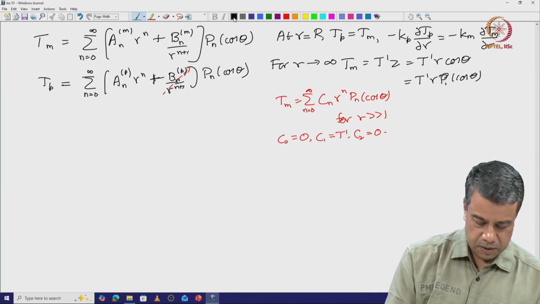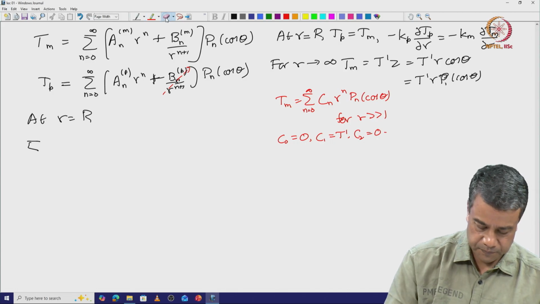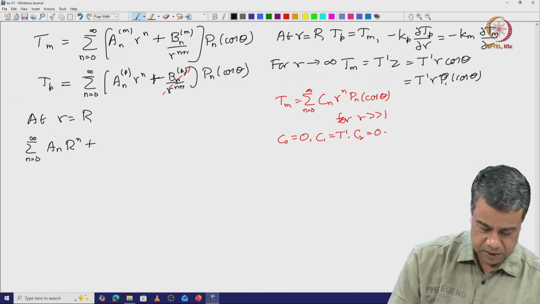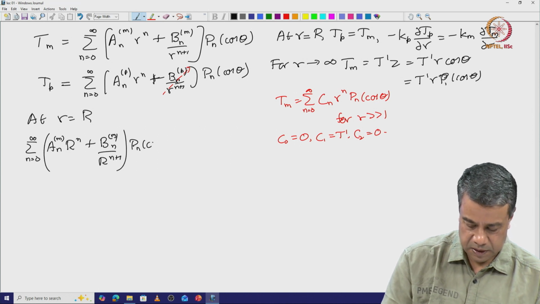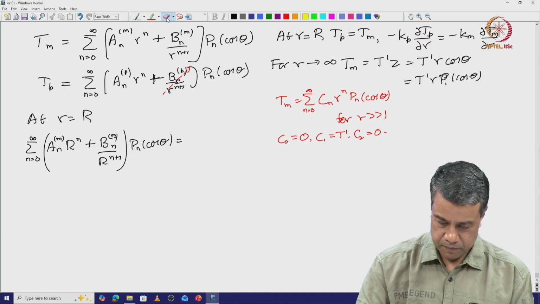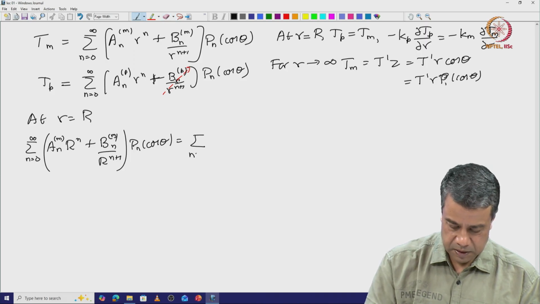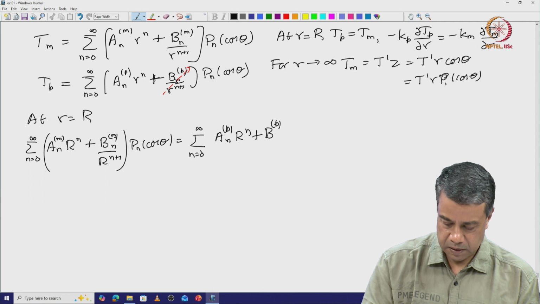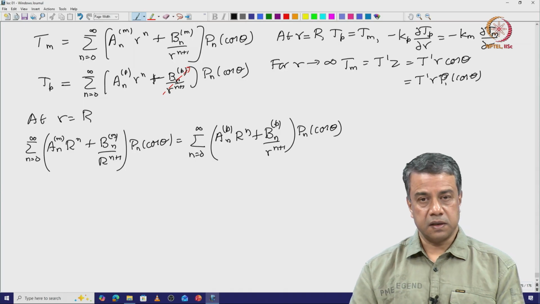Okay. So, at r is equal to R, the boundary condition for the temperature is that sigma n is equal to 0 to infinity A n matrix r power n plus B n matrix by r power n plus 1, P n of cos theta, is equal to the summation n is equal to 0 to infinity A n particle r power n plus B n particle by r power n plus 1, P n of cos theta. Okay. That is the equal temperature boundary condition.